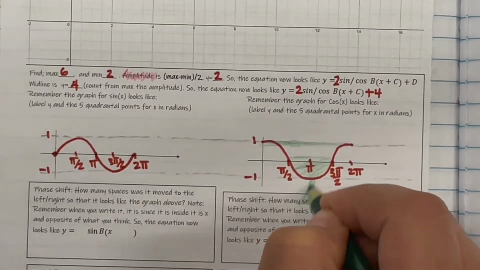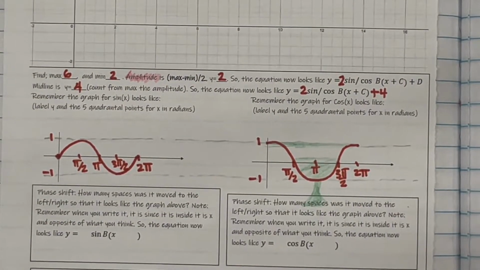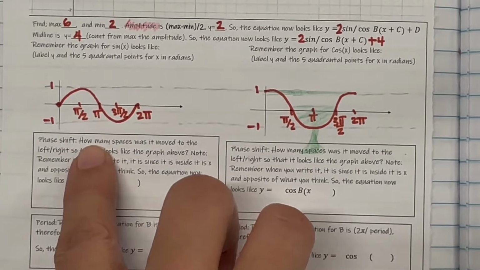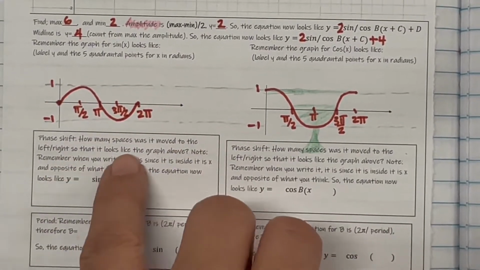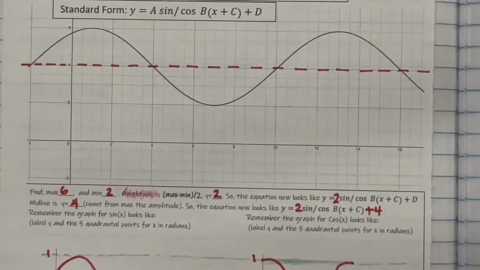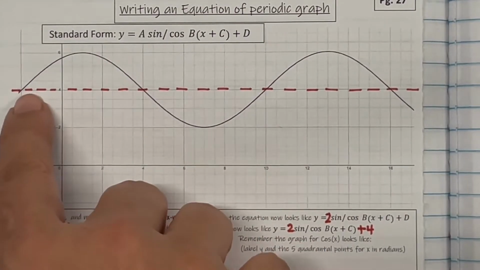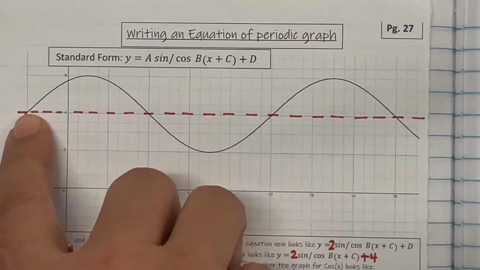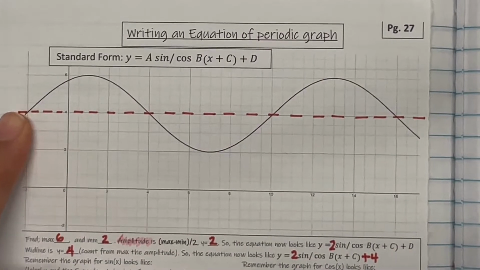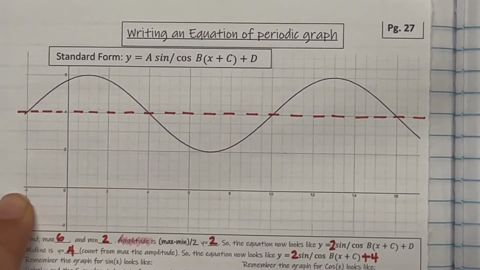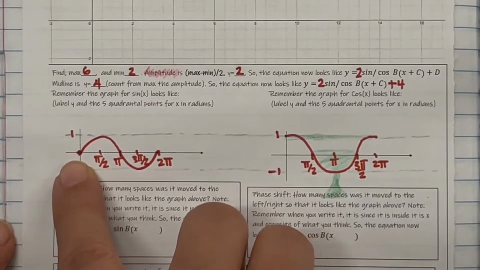Put a box around phase shift on the left-hand side. Okay, so a phase shift is how many spaces it was moved to the left or right so that it now looks like the graph above. So that's the original. This graph has been moved from sine. It's moved to the left, right? So sine used to be at the origin. It's no longer at the origin. It's been moved to the left-hand side. So that's what a phase shift is.